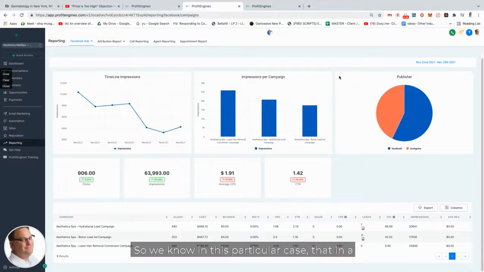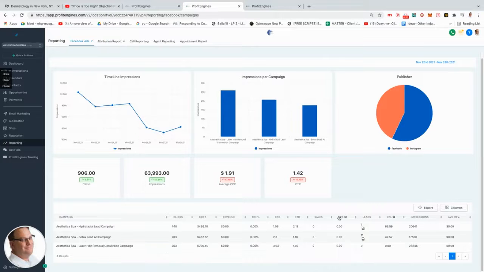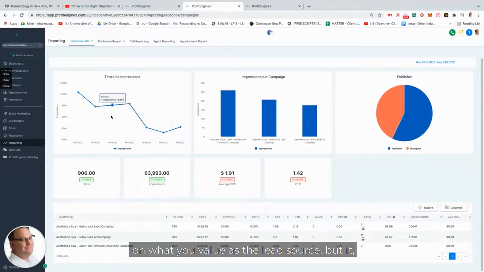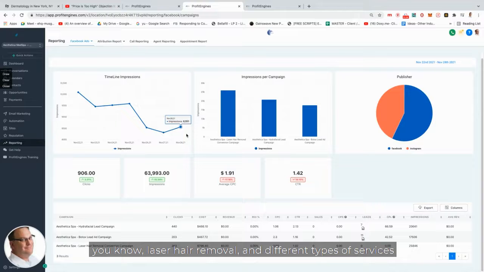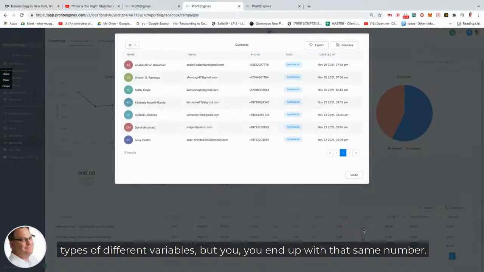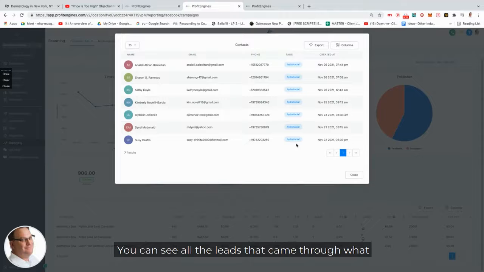So we know in this particular case that in a week with roughly about $1,500, it's keeping along that same number, depending on what you value as the lead source. Depending on the type of lead, and of course, with laser hair removal and different types of services like that, you're always going to get these types of different variables, but you end up with that same number. You can see all the leads that came through, what their phone numbers were, who they were.